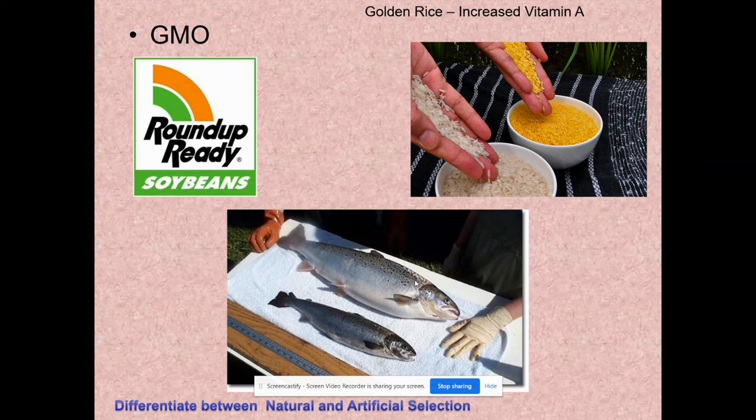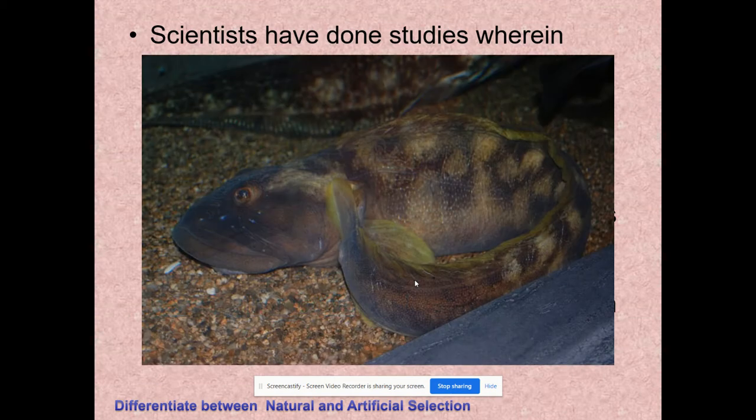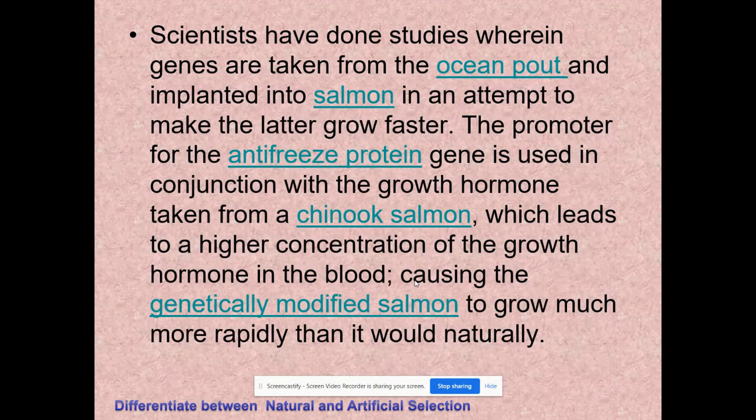We could also genetically modify fish, which we see here. I'm not a big fan of farm-fed salmon for a lot of reasons, but here's one of the ways they do it. They take a regular salmon, and they put some genes in it from an ocean pout. That's what an ocean pout looks like. They're implanted in salmon in an attempt to make them grow faster.